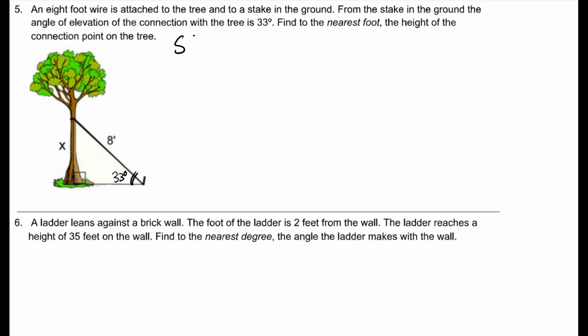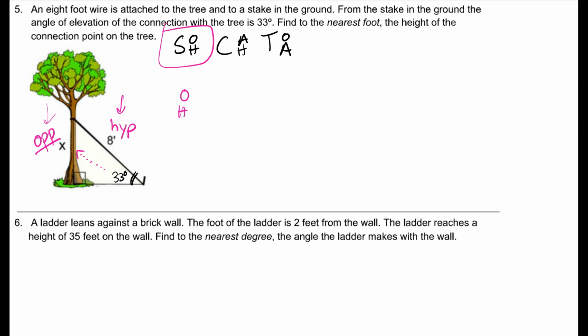So this looks like it's going to be a right triangle trigonometry problem, or a SOHCAHTOA problem. The first thing I'm always going to do is write down SOHCAHTOA, and then label the sides I have from the angle that I know, that 33. So from that 33, that x is going to be my opposite side, and that 8 feet represents my hypotenuse since it's across from the right angle there. So I'm looking for the opposite, and I know the hypotenuse. So I need a ratio that relates the opposite to the hypotenuse.